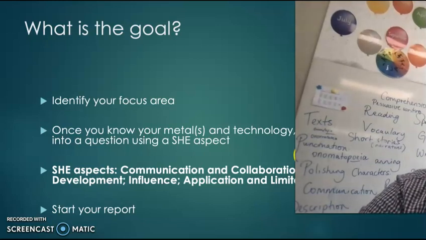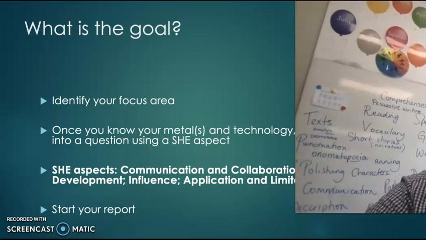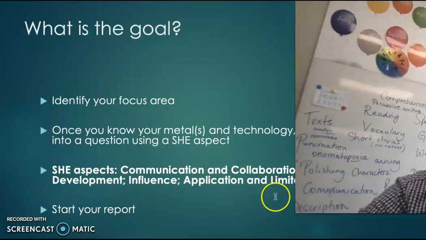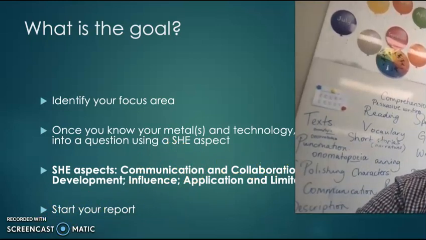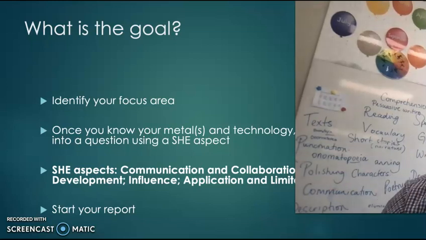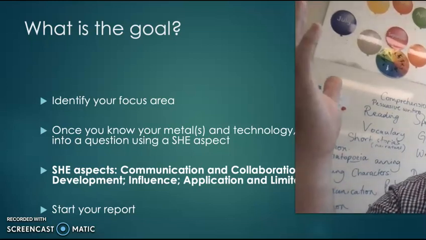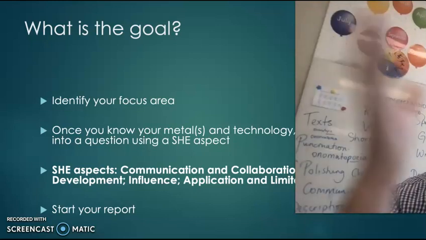Once you've picked your metal and your technology, you want to turn it into a question using one of these SHE aspects. So you're going to pick your metal, you're going to pick your technology, and then you're going to combine it with one of these words: application and limitation, influence, development, communication and collaboration. So for example, you might be looking at alternative metals to ones that could already be in it.